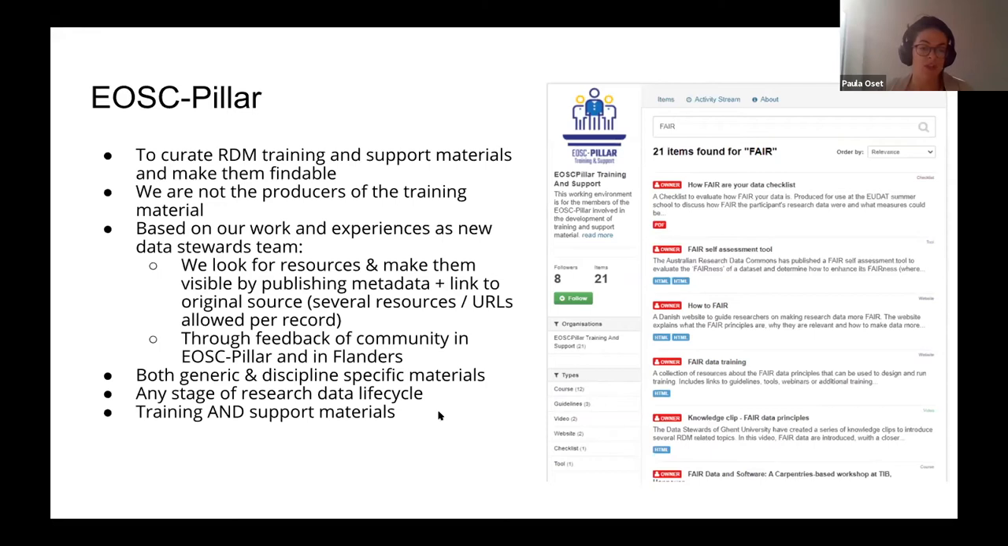We cover research data management content and training resources about any phase of the research data life cycle, from collecting data to processing, analyzing, but also publishing, etc. Maybe interestingly, it's not only focused on classical training material, but also things that we find useful, such as, in the slide, the FAIR self-assessment tool. This is not per se training material, but of course it can be incorporated into training. Sometimes these are things such as checklists that can be sent to a researcher for a specific use case, so not necessarily only to give training. And this is in a nutshell what we do with EOSC Pillar.